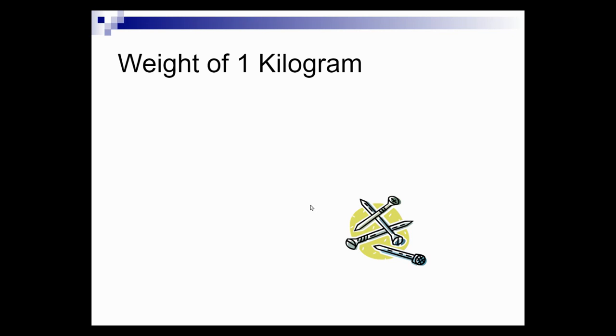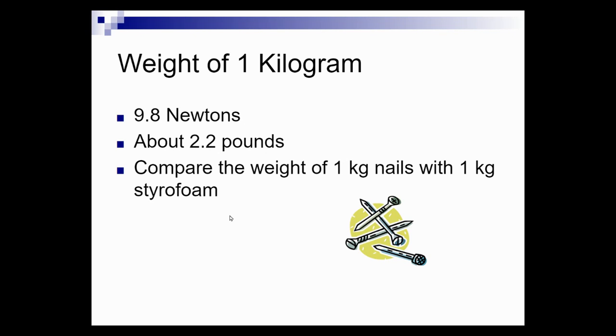I'm going to give you an idea of how much a kilogram is. Generally when we're using weight, 1 kilogram weighs exactly 9.8 newtons, which is about 2 pounds. So compare the weight of 1 kilogram of nails to 1 kilogram of styrofoam. Which one is going to be heavier? The answer: they're the same. They're both 1 kilogram.